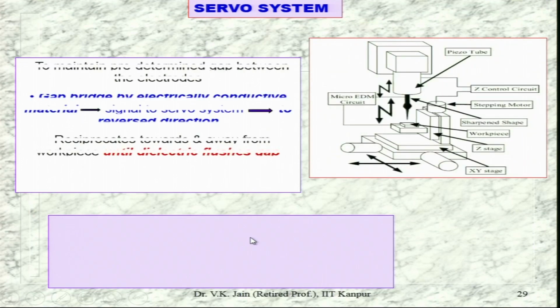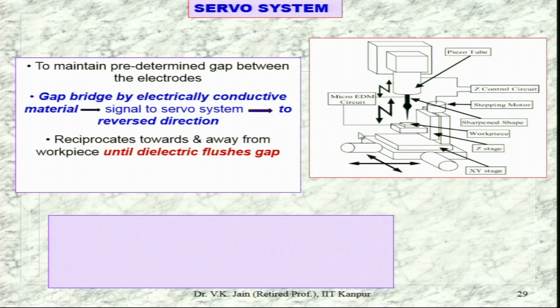Servo system. This is the one, various elements are shown over here, like the piezo tube and the micro EDM circuit. Details are not shown over here, it is just a schematic diagram. To maintain a predetermined gap between the electrodes is very important, because sparking will take place only when you control the gap between the tool and workpiece and the dielectric breaks down. When the gap is bridged by electrically conductive material, a signal goes to the servo system to reverse direction.